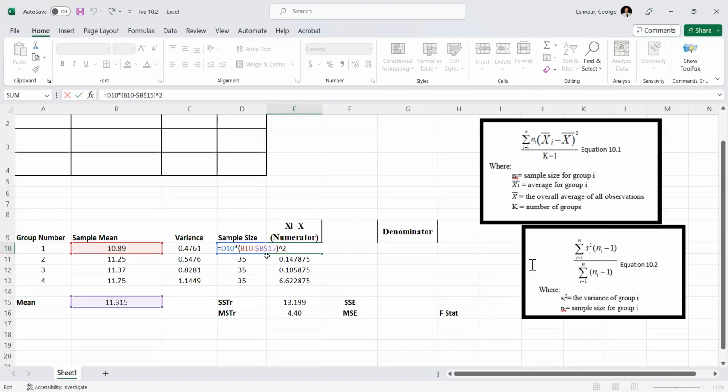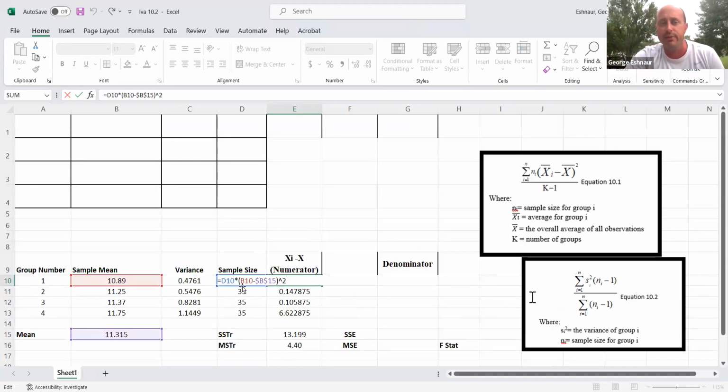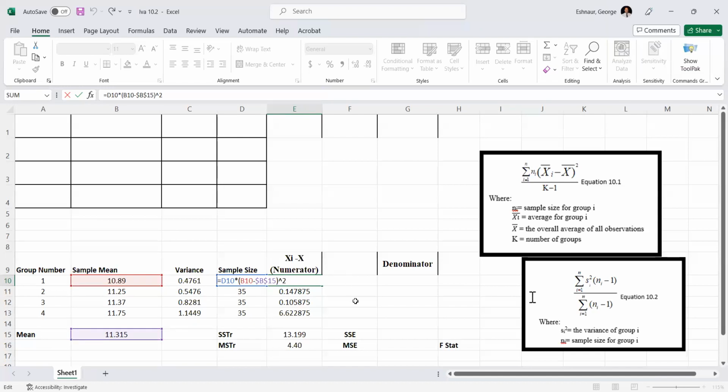However, I want to note in the question from the textbook, the sample sizes are different. They are 22, 31, and 52, but it's the same exact formula because you're just attaching the sample size times the average hours for that group minus the mean for the entire observations squared. Okay, thank you.